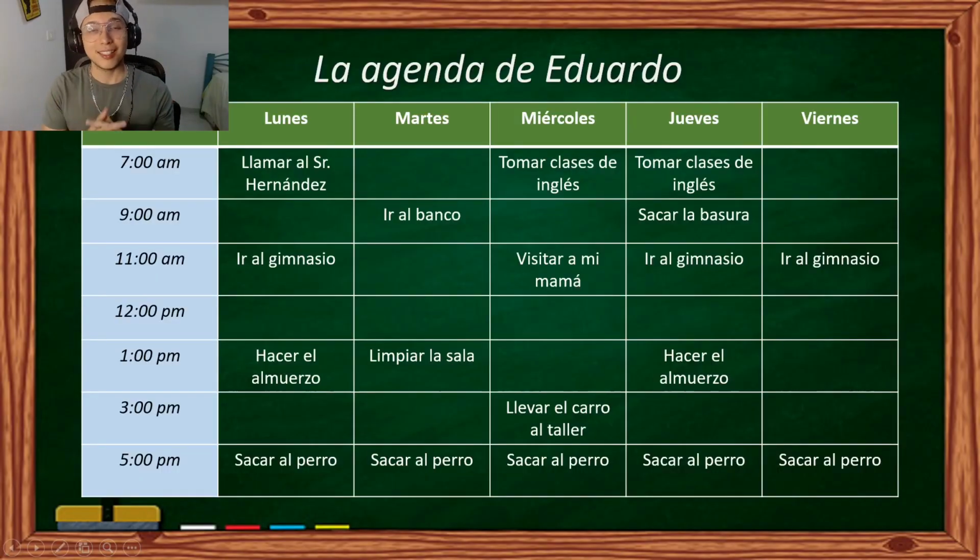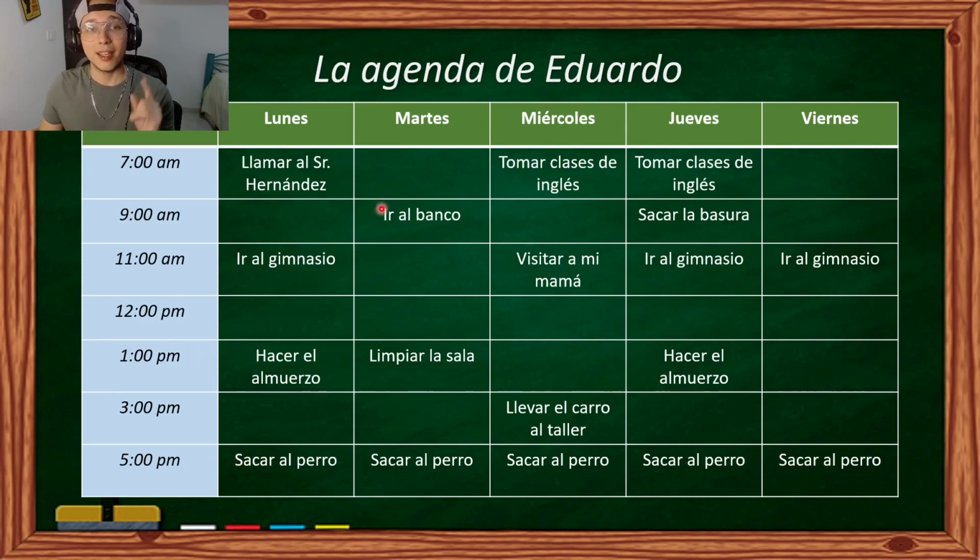So, let's take a look at this. This will be like my agenda, Eduardo's agenda. And we can see the times and the things I need to do every day. So I could tell you, el lunes, let me put the pointer. El lunes, yo tengo que llamar al señor Hernández a las 7. Tengo que hacer el almuerzo a la 1 y sacar al perro a las 5. So I have to call Mr. Hernandez at 7. I have to make lunch at 1. And I have to take out the dog at 5.